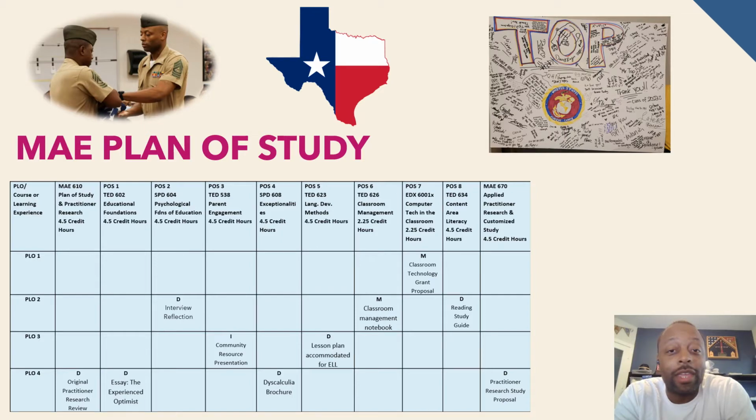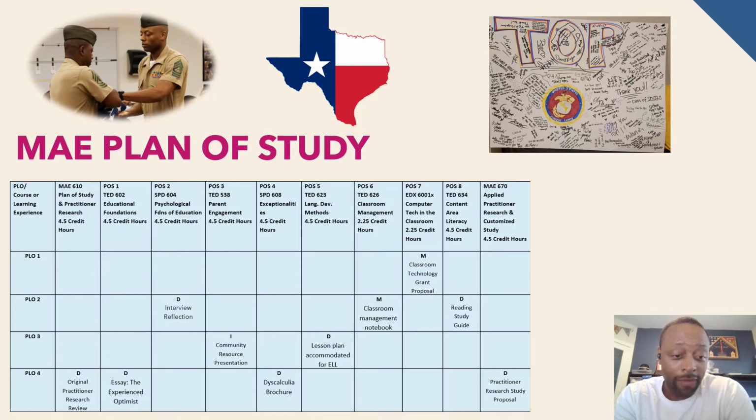Below, we have a MAE plan of study. This is an overview of all of the coursework I completed throughout this degree. Across the top, we have a chronological list of courses that I've taken, and in the grid, I have artifacts that align to each of those courses and show which PLO they align to.